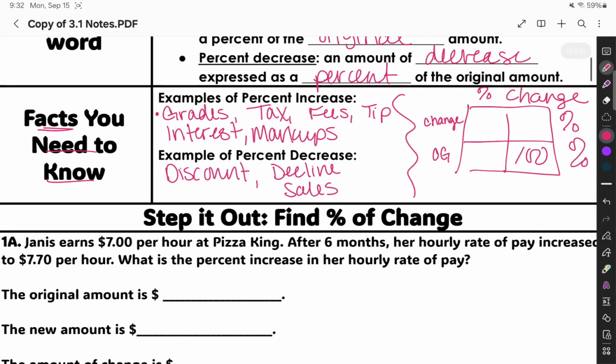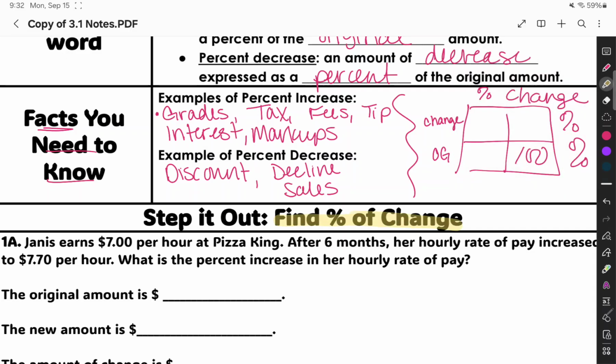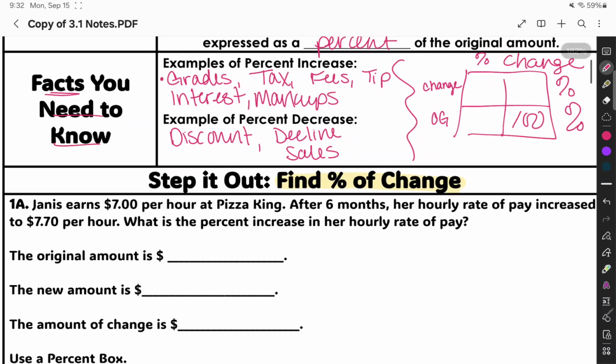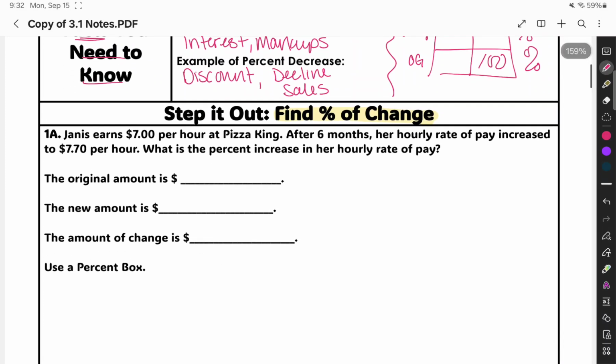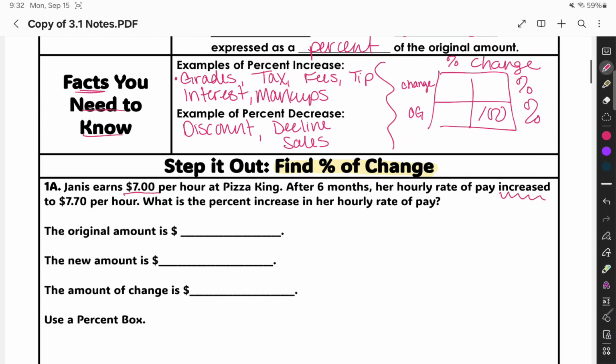With these notes, we've tried to really pay attention to letting you know what it's about. Here you'll see that this section is about finding percent of change. Anytime you see a problem asking you to find the percent of change, you come back to this problem here and it'll give you a really good example. In problem 1A, it says that Janice earns $7 per hour, and after 6 months her hourly rate has increased to $7.70. What is the percent increase?